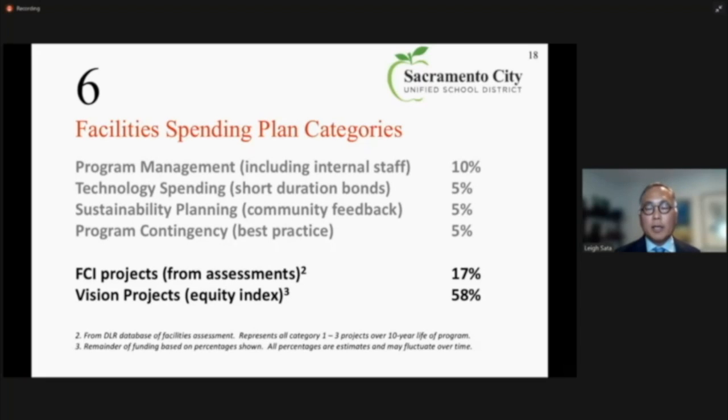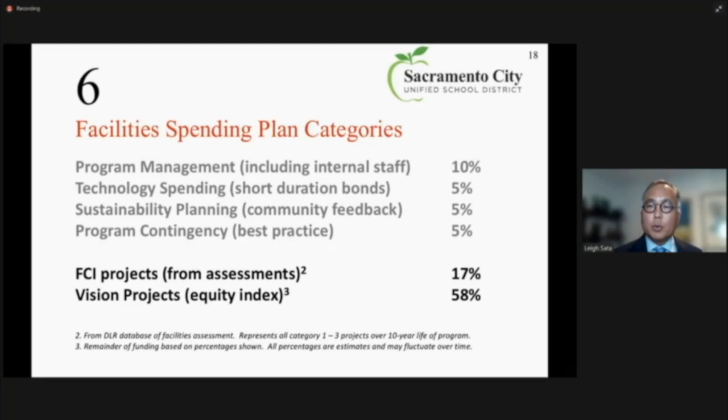The environmental and economic situation changes over time, and projects may go over budget, some may come in under budget, but you want to have a contingency to address those issues. So when you add up those 4 pieces of information, that's about 25% of your bond.